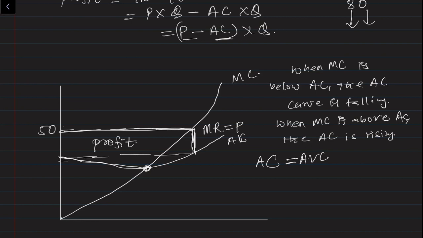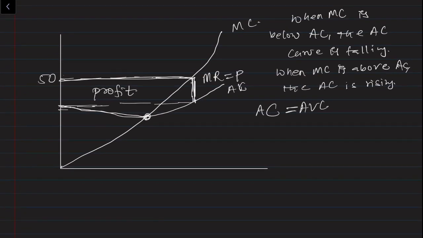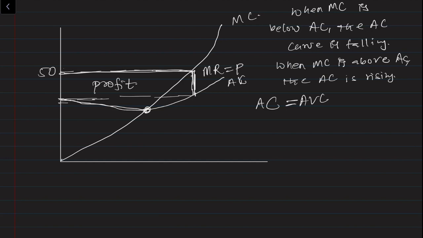And to shut down, in the long run we normally say firms will exit or enter the industry. We do not say firms will shut down. So when it comes to the long run, we normally say firms will either exit or enter the industry. Although this is the same as saying shutdown, we normally say firms will either exit or enter the industry in the long run. And what is the condition?